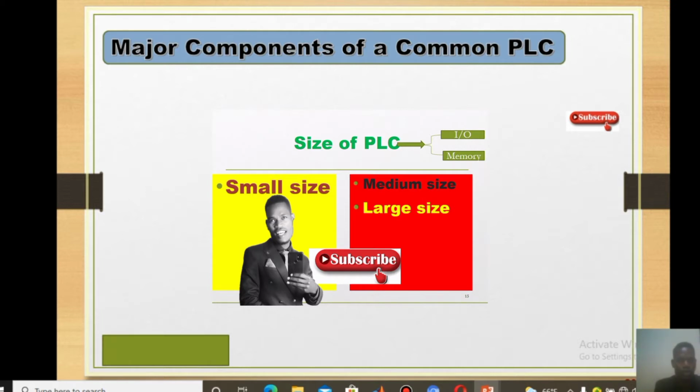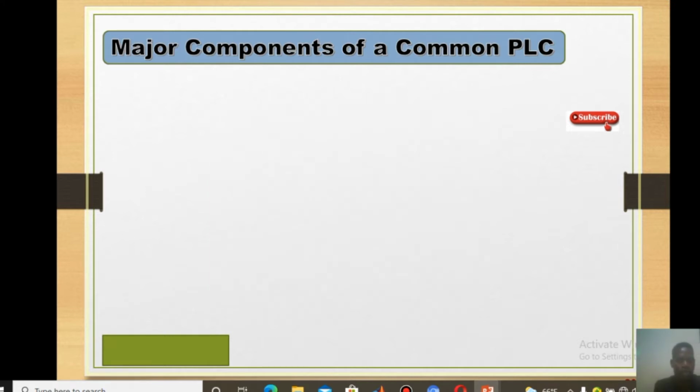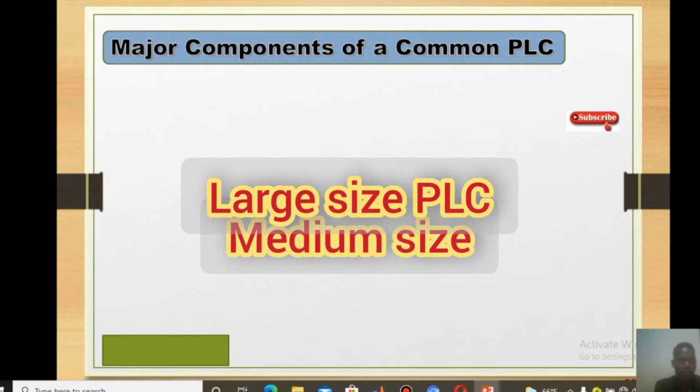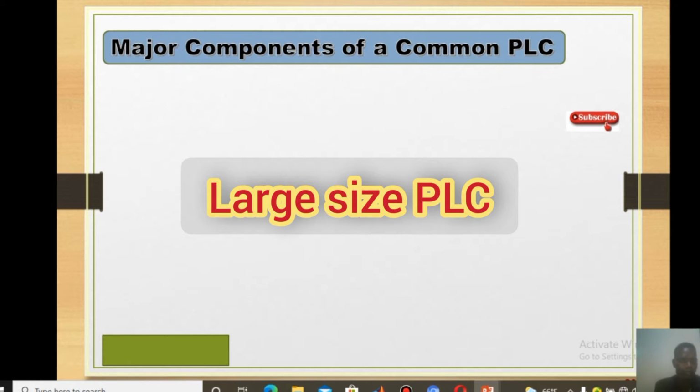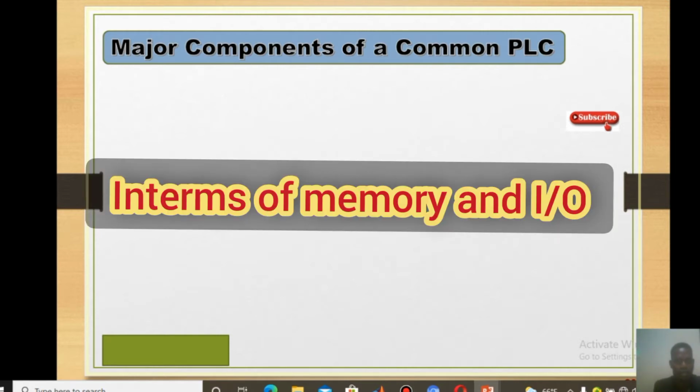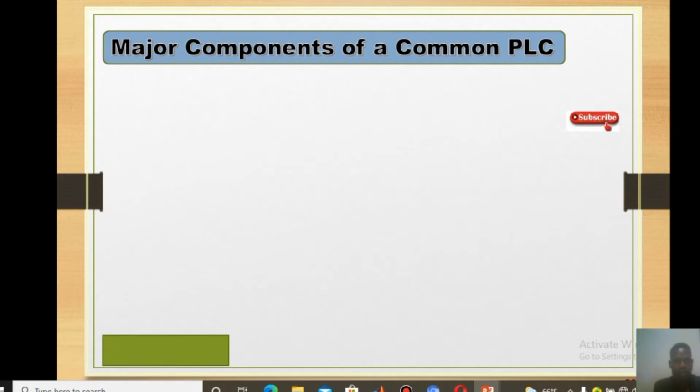Those two, the input-output module and the memory, categorize a given PLC into three main groups. Depending upon these two items, PLCs may be small size, medium size, and large size. So the very important concept is what parameters must be important in order to say the given PLC is small, medium, or large in terms of memory and I/O devices. That is especially covered in slide number 2.